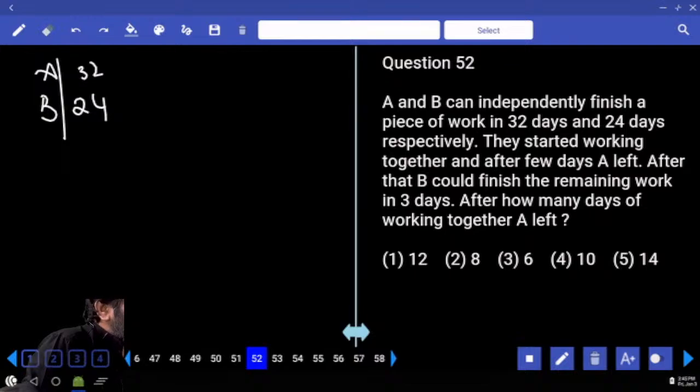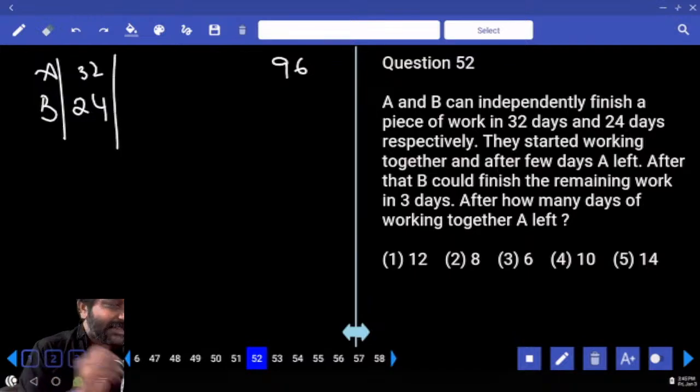4 and 3 LCM is 12. 8 is taken common, 8 into 12, 96 is the total LCM. A does 3 units, B does 4 units. Together they started. They worked something. I don't know how much they did. Okay. After that what happened? A left. Then B completed the remaining work in 3 days. B per day will do 4 units. In 3 days he will do 12 units.